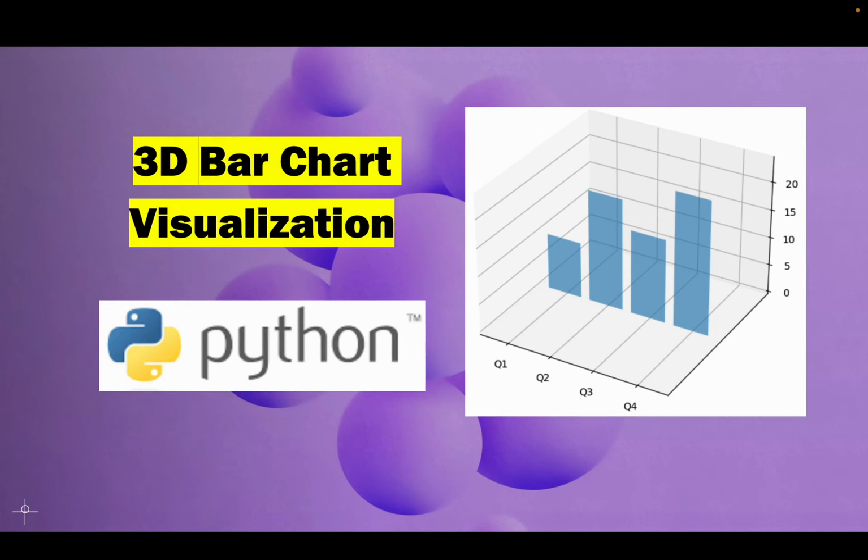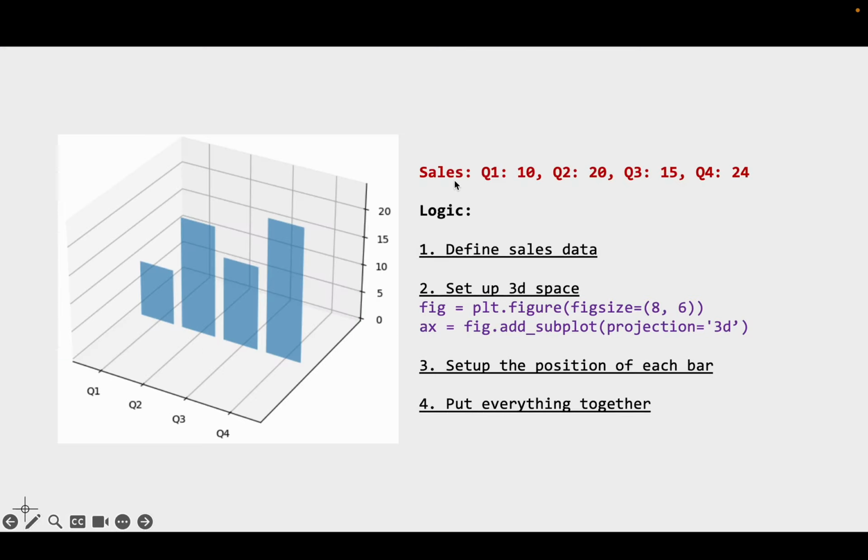In this tutorial video, we're going to show how to create a simple 3D bar chart in Python. So let's take a look at one example. We want to visualize the sales data in this 3D dimensional space. The sales data: Q1 equals 10 units, Q2 we have 20 units of sales data, and all the way to Q4 we have 24. So we want to visualize sales data in vertical bars and show them in this 3D space.